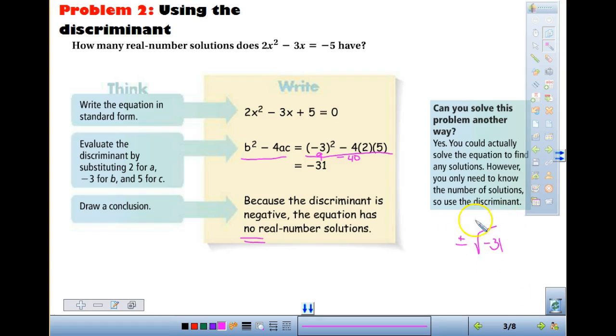And because you can't find the square root of a negative 31, at that point you stop and there is no solution. Okay? So that's what you're looking at, that square root is negative.